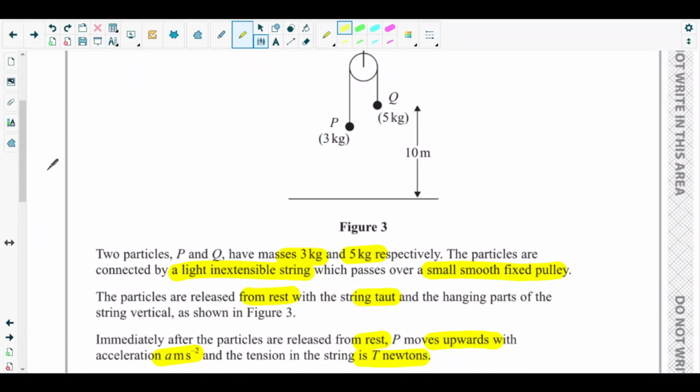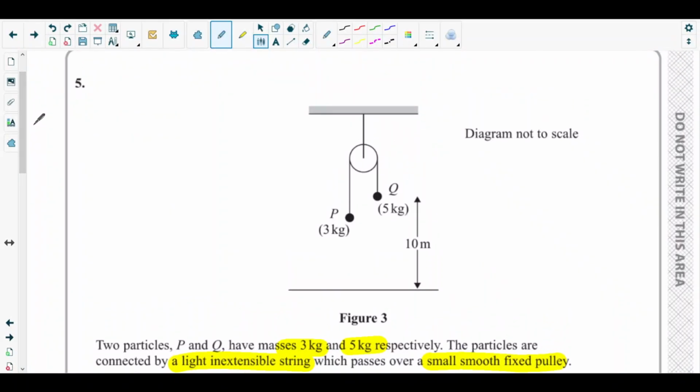Most importantly here, most students find it difficult to figure out the direction of the tension. It's not that difficult. Have a look at it. Tension is basically always a pulling force. Whenever you see tension, that means it's a pulling force. So whenever there is tension, the two particles will be pulling each other.